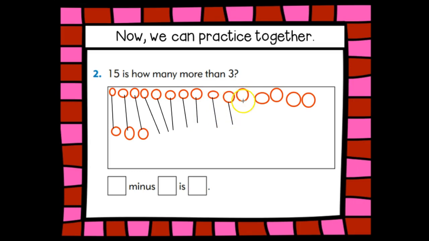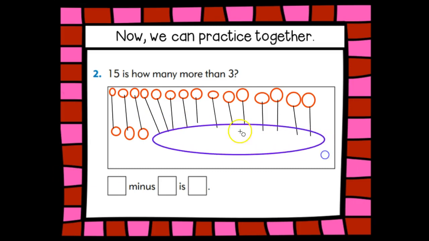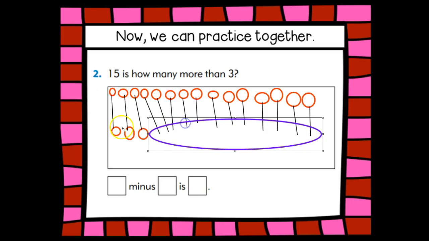You are working this out at home with your learning coach in your activity book, and we can compare our answers. So we know that now we need to find out how many more. We need to see right here. So let's count that together. We have 1, 2, 3, 4, 5, 6, 7, 8, 9, 10, 11, 12. 15 is how many more than 3? And our answer is 12. So 15 minus 3 equals 12.